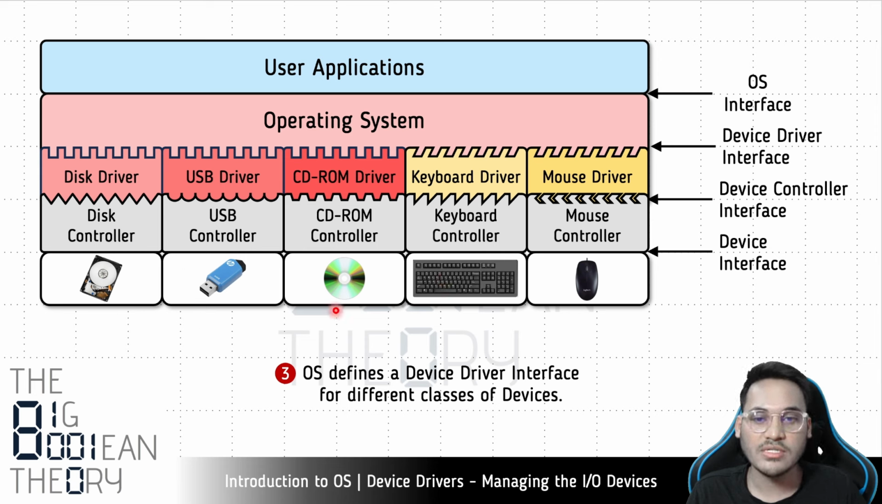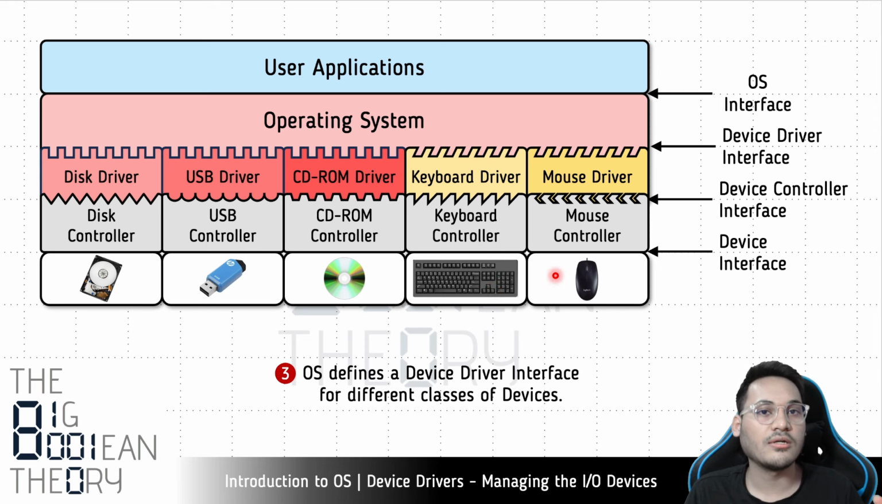The storage devices are block oriented devices. The data on these devices is stored as a sequence of blocks. So when we are dealing with storage devices, we have to deal with blocks. This is the device driver interface that the operating system has defined for block oriented devices, right? And let's talk about these devices, the keyboard and the mouse.